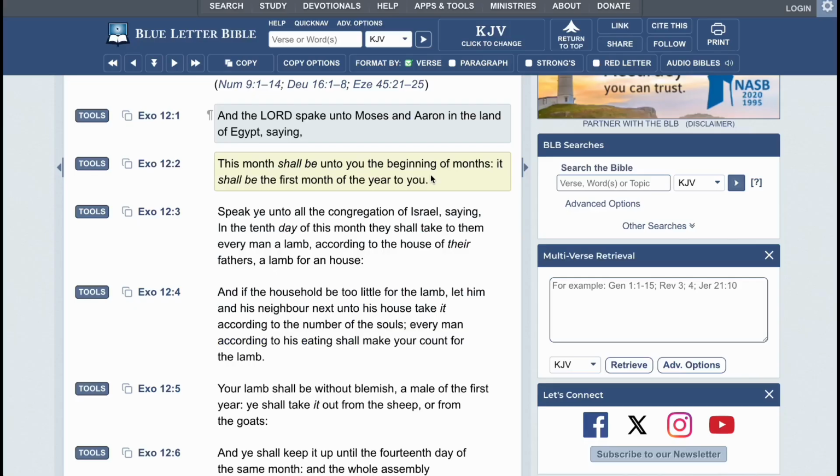into the Bible. So we learn from the Bible in the Exodus account, Exodus 12 verse 2, God says the following: "This month shall be unto you the beginning of months. It shall be the first month of the year to you." So here we see that God is creating essentially a new calendar, a new Hebrew calendar at this point in time. And we read in verse 3, "Speak ye unto all the congregation of Israel, saying, In the 10th day of this month," so that would be the 10th day of this month, of this first month, "they shall take to them every man a lamb, according to the house of their fathers, a lamb for an house."